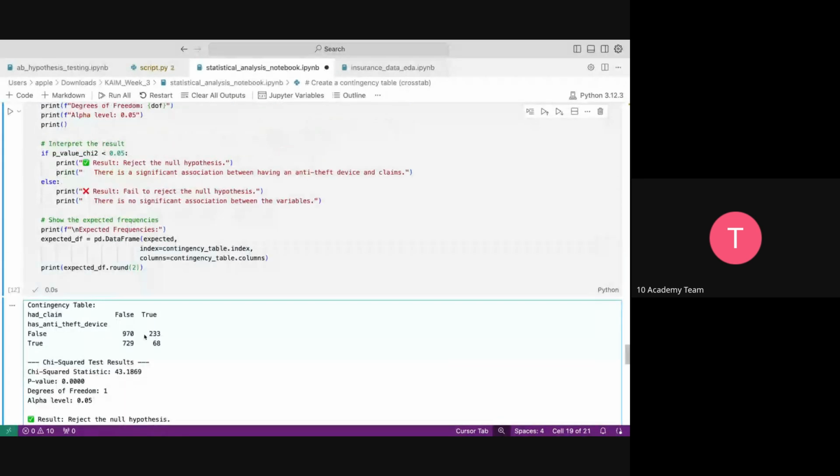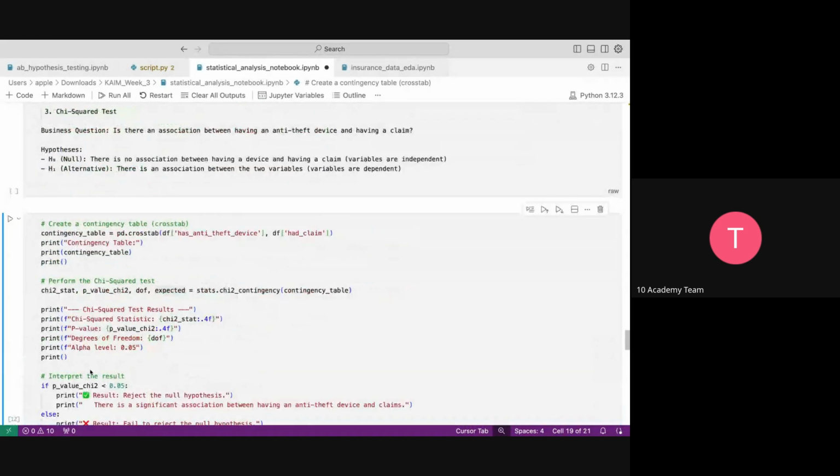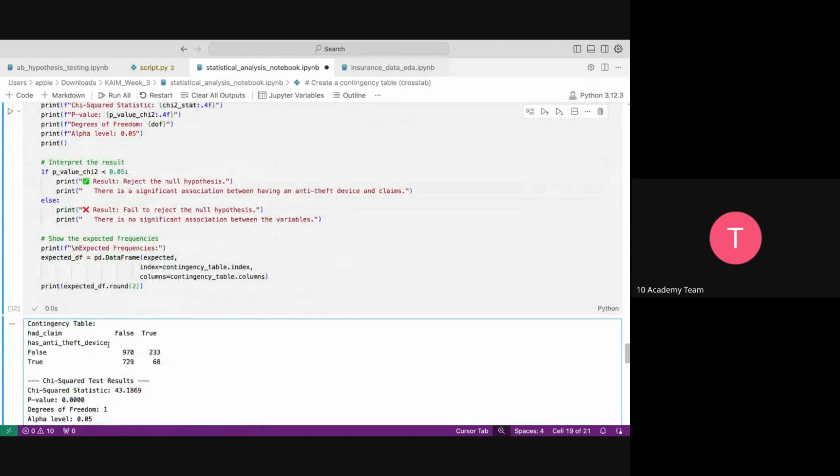I think I should change this one, because the first one is for the claim and the second one is for the contingency. This is just a cross table. You can see this as a correlation table; you have experience with that. For both true, you have 68, for true for has a claim and false for has anti-theft device, you have 233, and for both false, you don't have an anti-theft device.